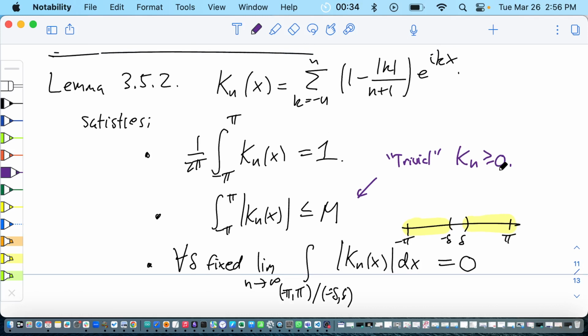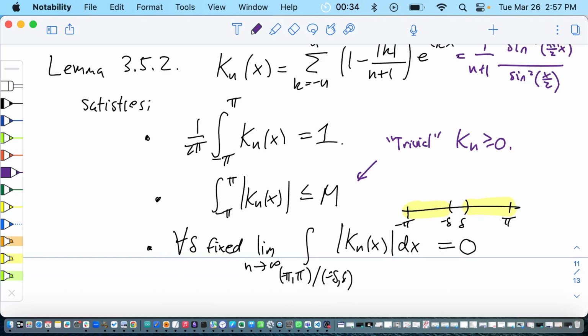Number 2 is an easy one. Why is it positive? Well, the reason is we showed that this was sine squared, right? And the sine of anything squared will be positive. So it's clearly positive because it's made of sine squareds. Okay. What about the first integral? Why is the integral equal to 1?